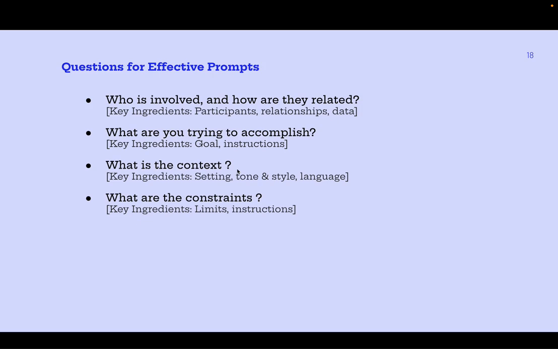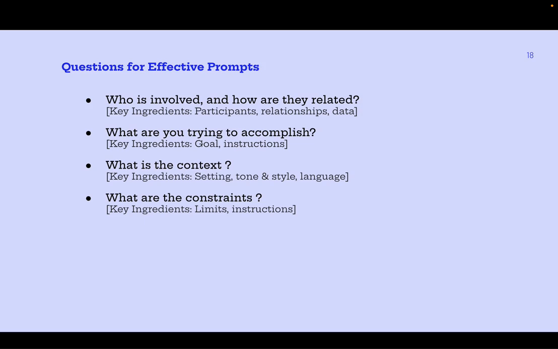Next is what is the context? By answering this question, you are setting the tone and styling of the response you are expecting, and you are also telling the prompt to generate the response in a particular language. Last is, what are the constraints? By answering this question, you are telling the prompt to stay within limits and strictly follow your information and not add any information that it doesn't have the data for, so as to avoid any vague or confusing response.